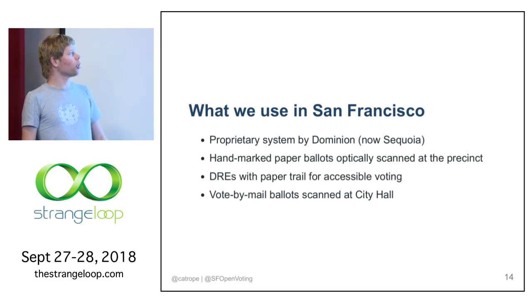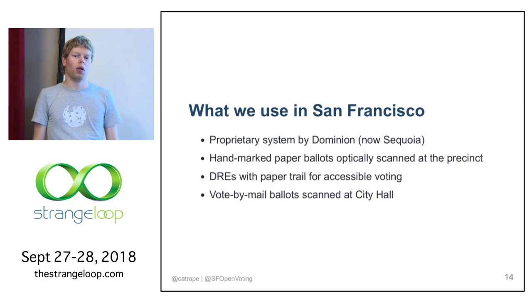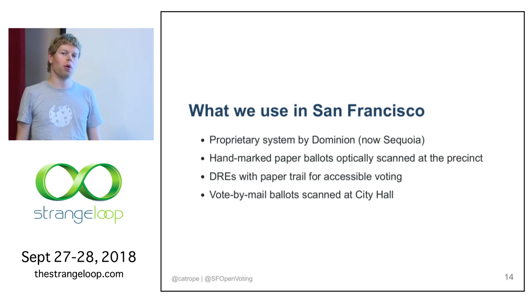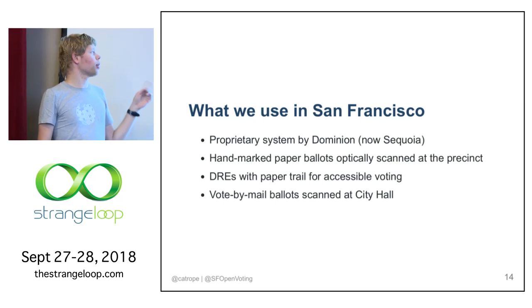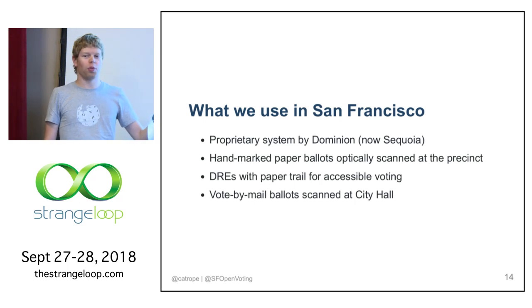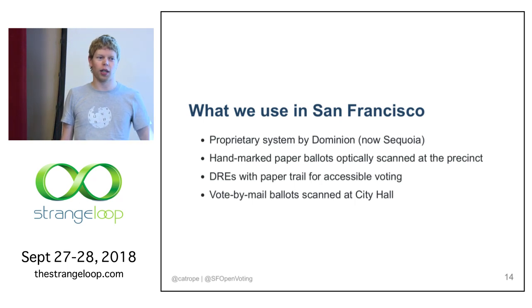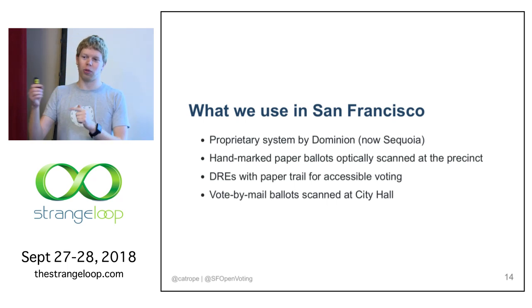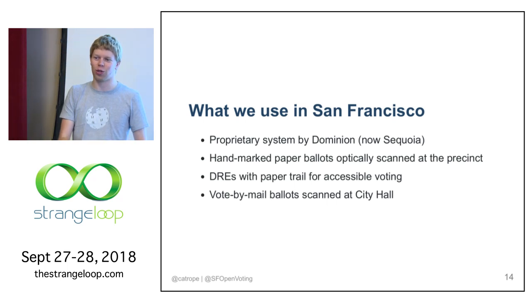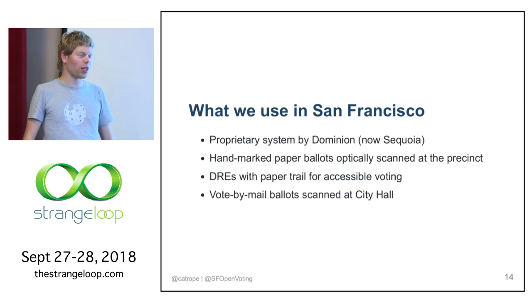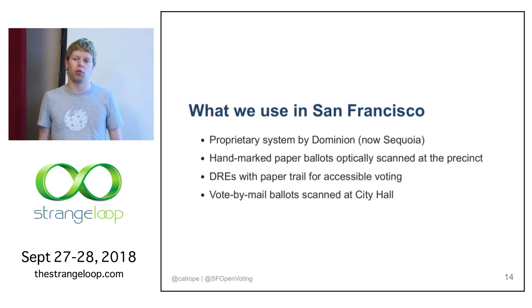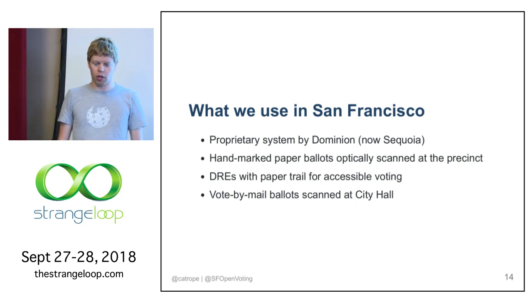We do have direct recording electronic machines for accessible voting, so the people that need to wear a headset and listen to the ballot and push a button when their choice comes up. That uses a direct recording machine, but that has a paper trail, and because of weird technicalities for how this was certified, we're actually required to then transcribe this paper trail onto ballots and feed it into the scanners, which is stupid, but that's how this works, and it's a lot safer. And a lot of our people vote by mail, so those ballots get scanned as well at a central location.